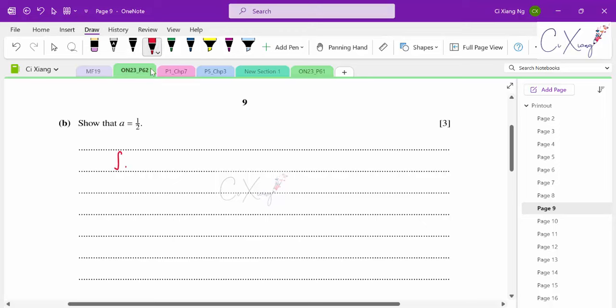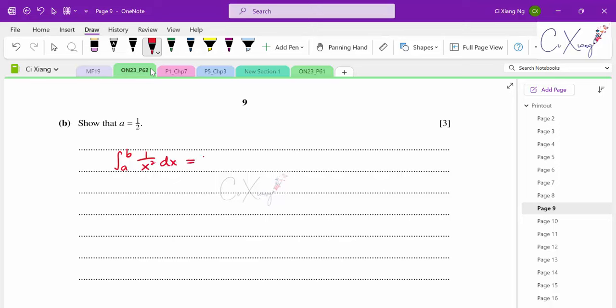Okay, so I know that the integral from a until b of my function 1 over x squared should be equal to 1. And since I know now that b is equal to 2a, I directly substitute b as 2a. Then 1 over x squared can be written as x to the power of negative 2. So let's integrate the function. Power plus 1 becomes negative 1, divided by the new power. Then from a to 2a equals 1. And I have negative 1 over x, from a to 2a, equals 1.